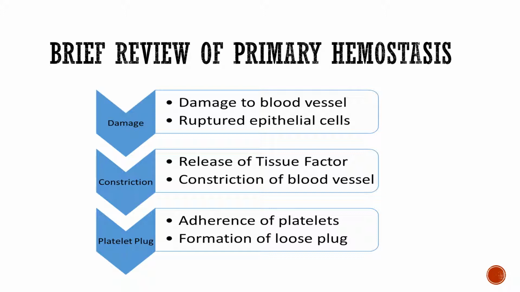So, let's get your brain in gear and briefly review primary hemostasis, which is the first response to vascular injury. Looking at this diagram, first we have to have damage. The blood vessel is ruptured. The epithelial cells release their interior tissue factor, which causes constriction of the blood vessel, which causes platelets to adhere to the tear and form a platelet plug.